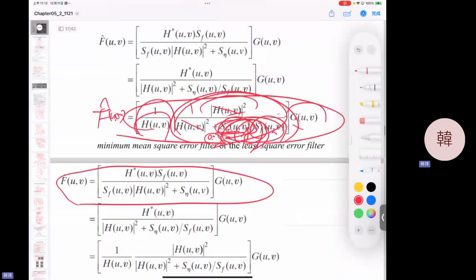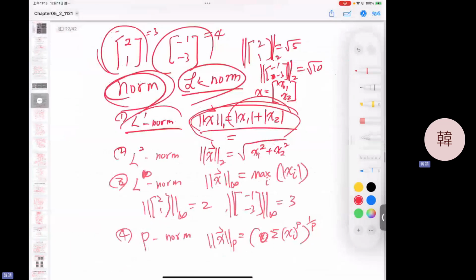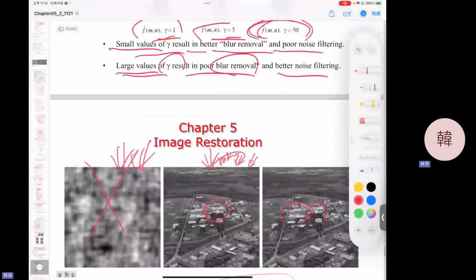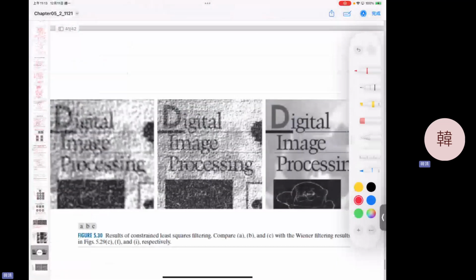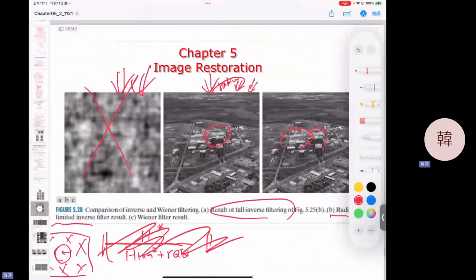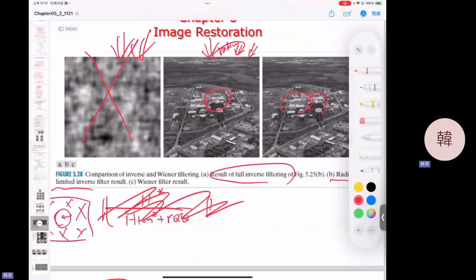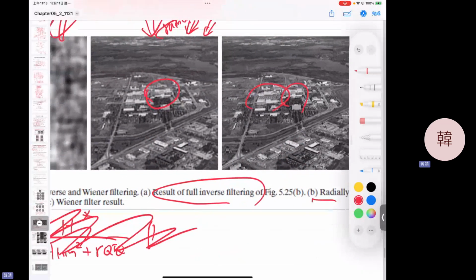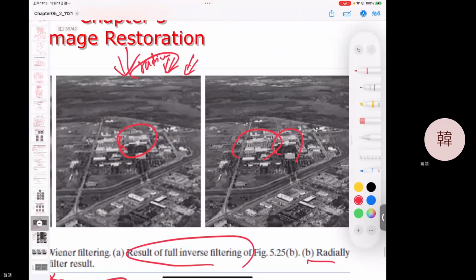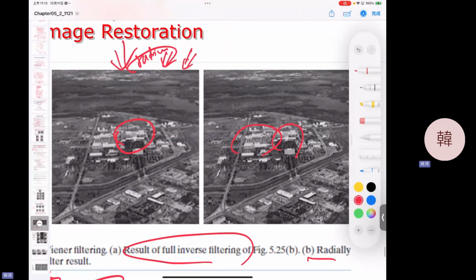Now we are comparing the inverse filter with the Wiener filter, with different gamma. So this just tells you, if you use the Wiener filter, you get a better result. Actually, if you want to compare whether this is better, you have to calculate the MSE, the mean square error.